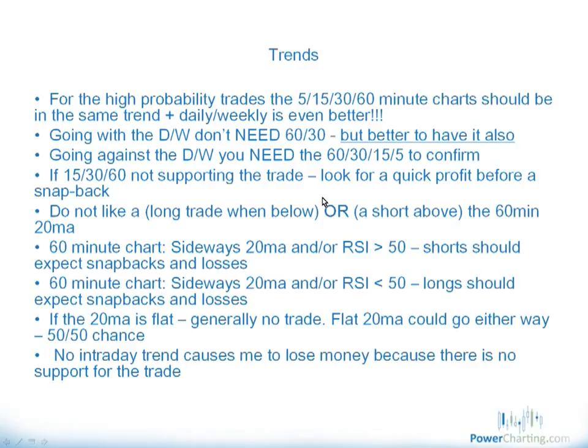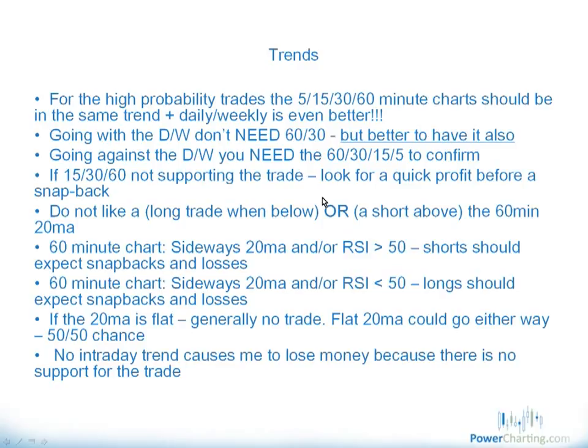And if the 60-minute chart is sideways and the RSI is below the 50 level, the scale is 0 through 100 on the RSI, and the 50 level is the neutral zone. So if the RSI is below the neutral zone, below 50, longs should expect snapbacks and losses as well. The bottom line is, if you're long below the neutral line on the RSI, you could expect snapbacks to the downside. If you're short above the neutral line on the RSI, you should expect reversals back to the upside.